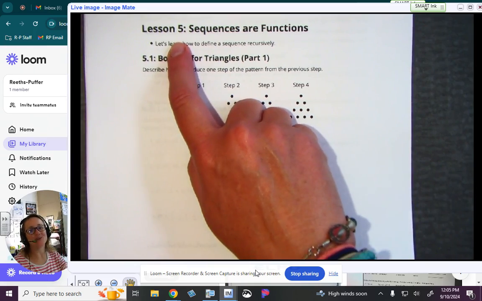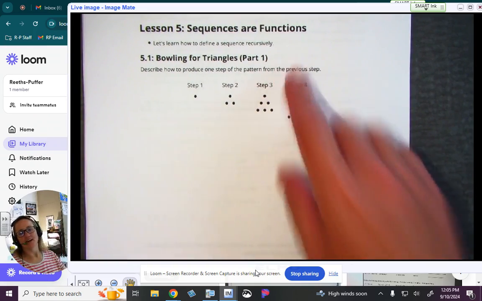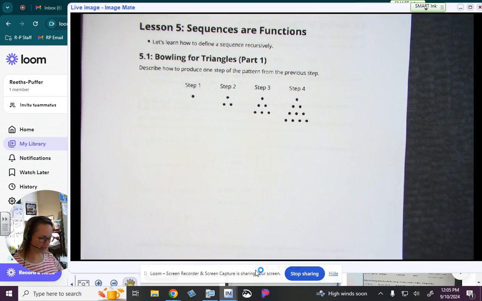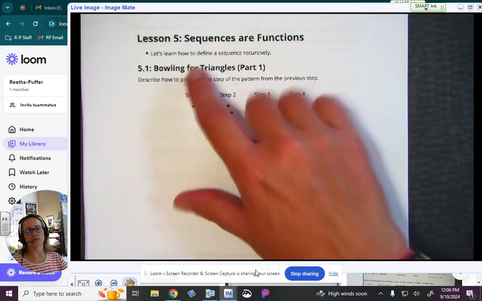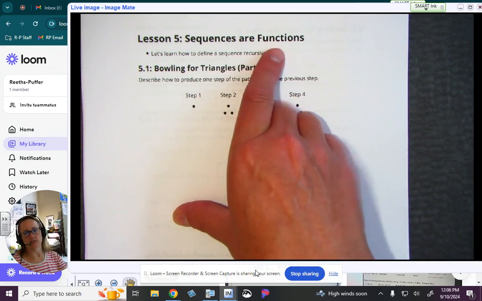Algebra 2, Unit 1, Lesson 5. We're skipping Lesson 4. It does technology and some stuff like that, but we just want to get right to the good stuff. So we're going to go right to Lesson 5. Lesson 5 tells us that we're going to start to turn sequences that we found into functions.